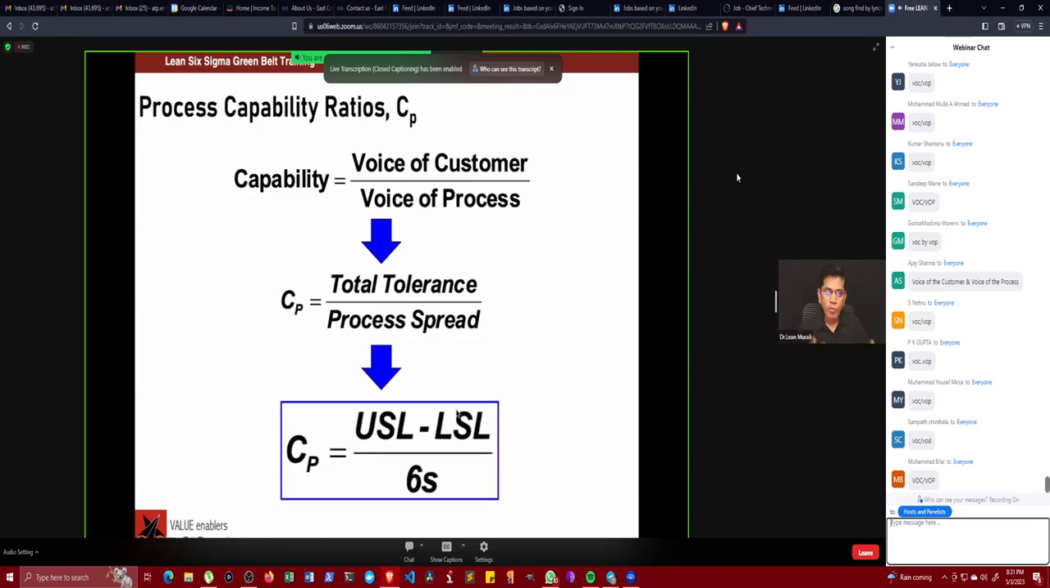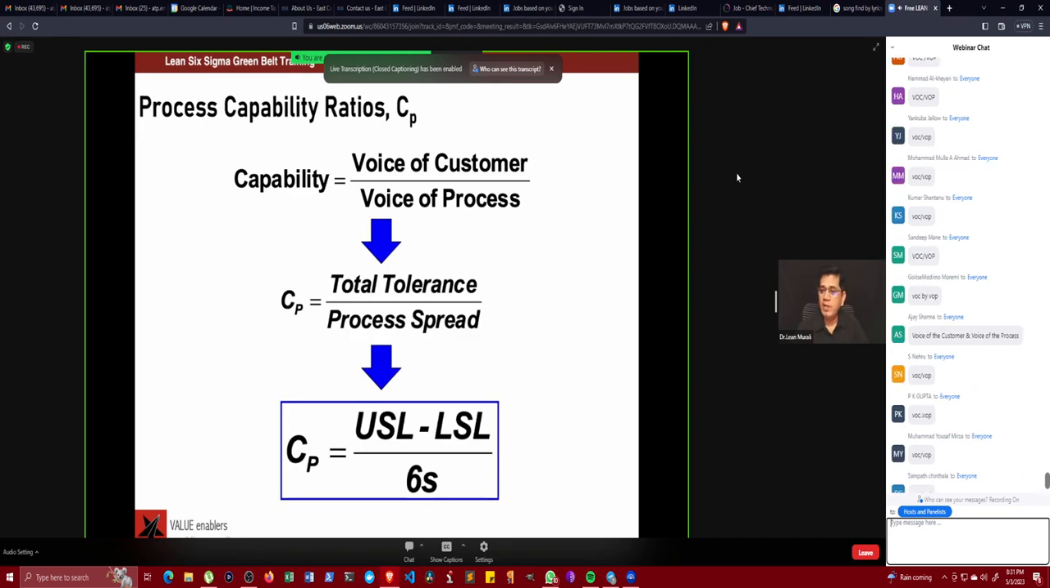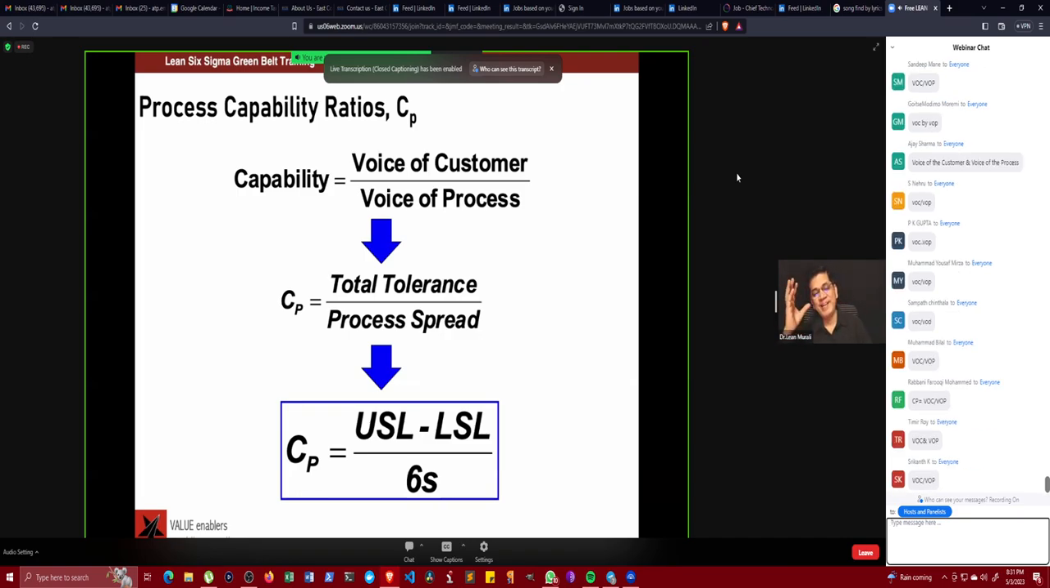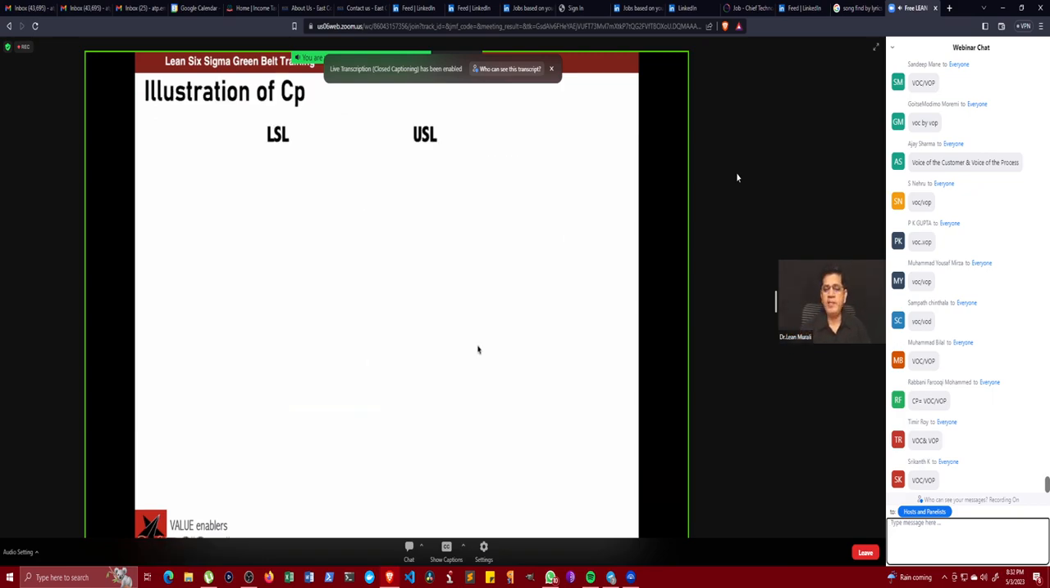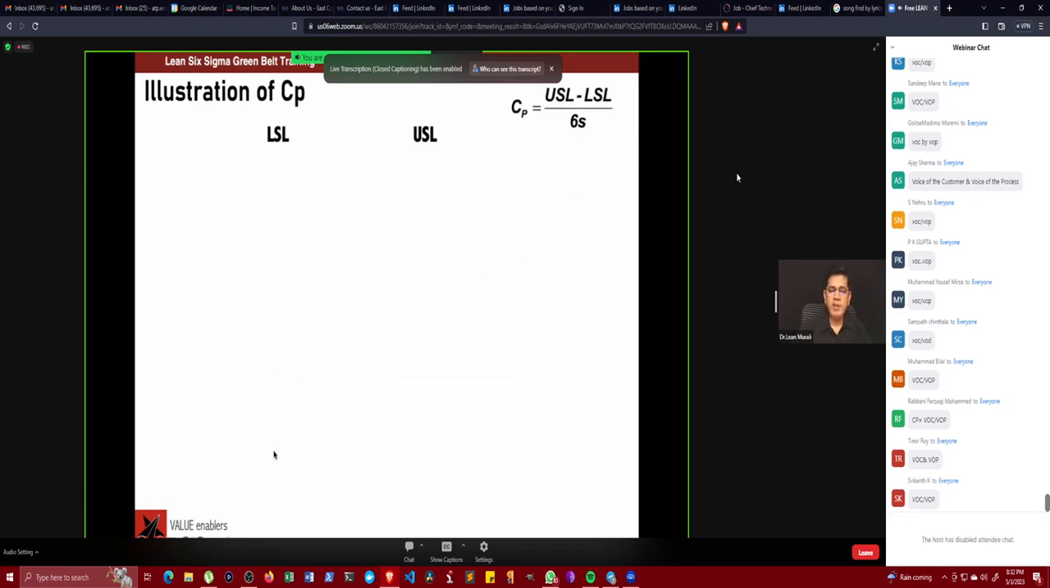Or in other words, this formula you need to remember: Cp equals USL minus LSL divided by 6 standard deviations. How do you calculate standard deviation? I'll give you a formula for that. Most of the time, the computer automatically calculates Cp also. Forget about standard deviation. All you have to remember is how to interpret this Cp. An illustration of Cp is like this.